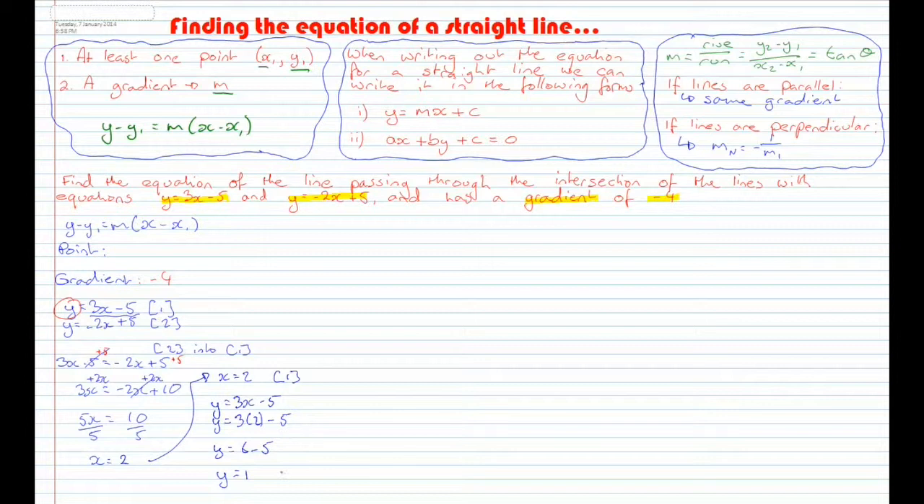And therefore y is equal to 1. So I know that it actually goes through the point (2, 1), because my x coordinate was 2, and my y coordinate was 1. So let's write this information up here. It goes through the point (2, 1).